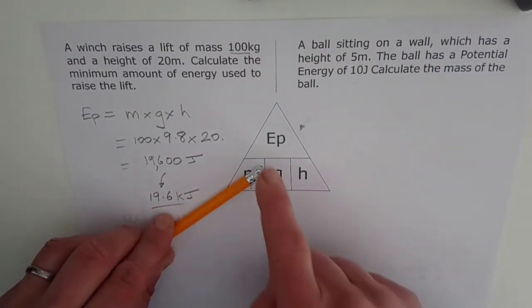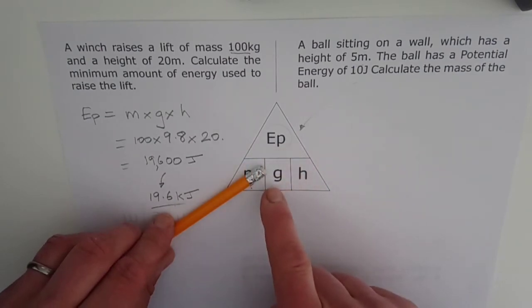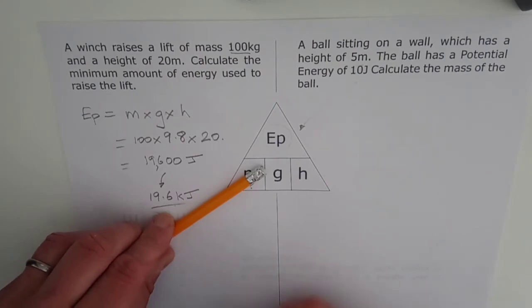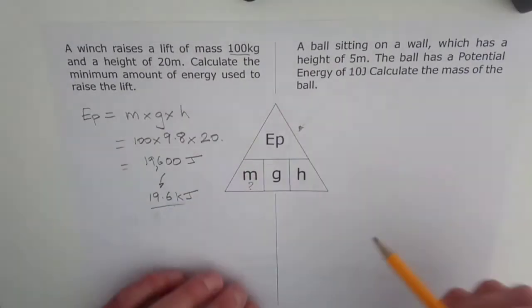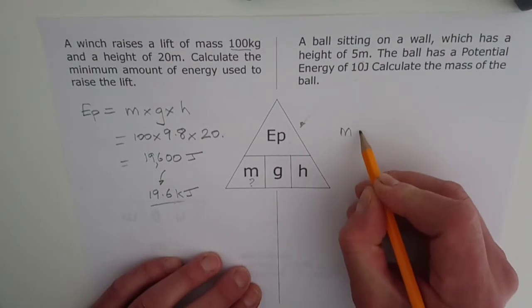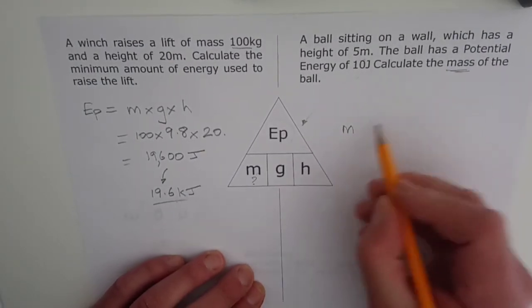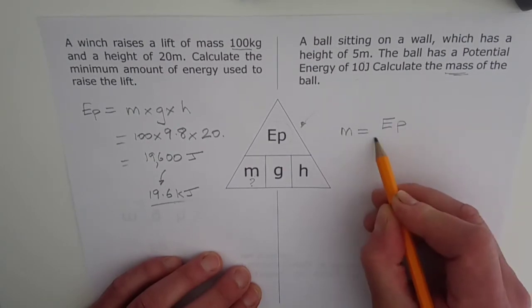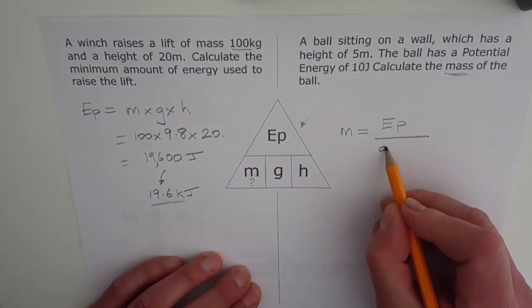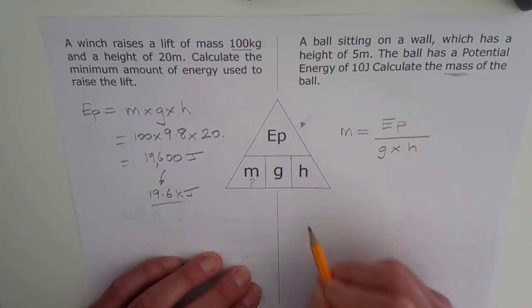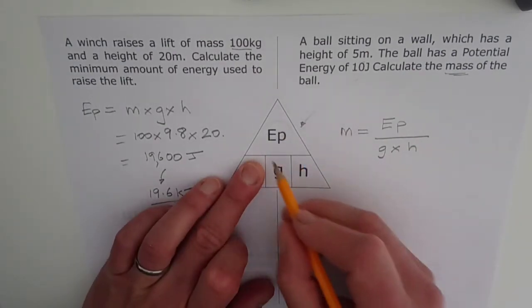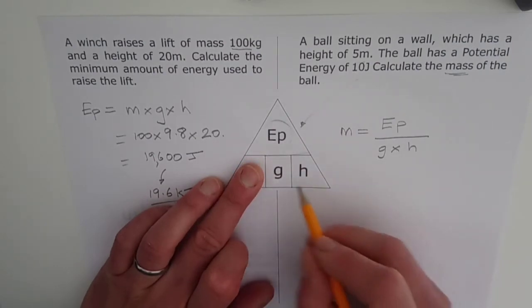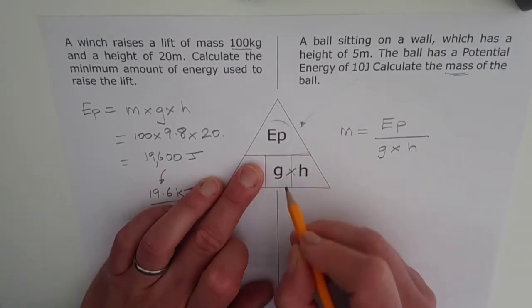What we're looking at this time is that the potential energy is going to be divided by the gravity times the height of the object sitting on. So this time we're going to work on mass, that's what it's asking us for. Mass is equal to potential energy divided by gravity times height. That's how we do it. So we'll cover that up, and then we'll look at what's on top and divide that by these two items on the bottom, which are always multiplying each other.